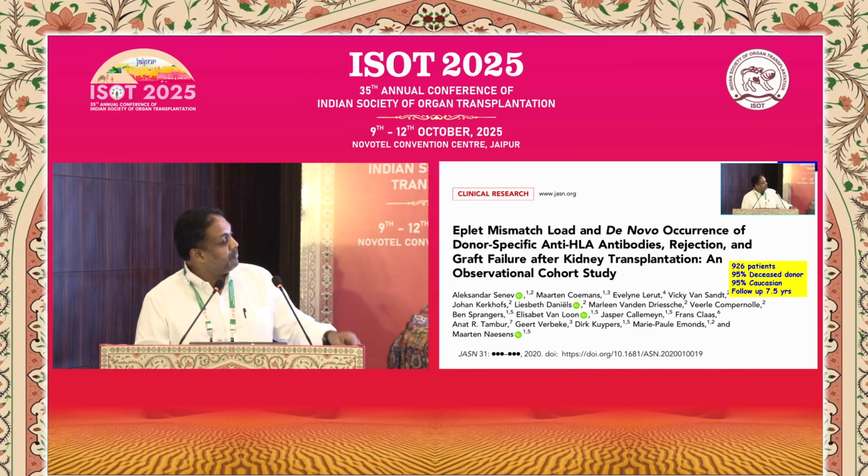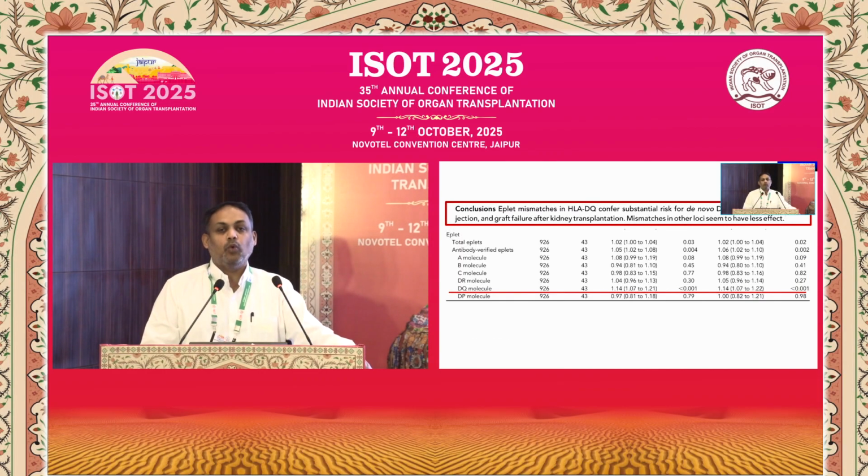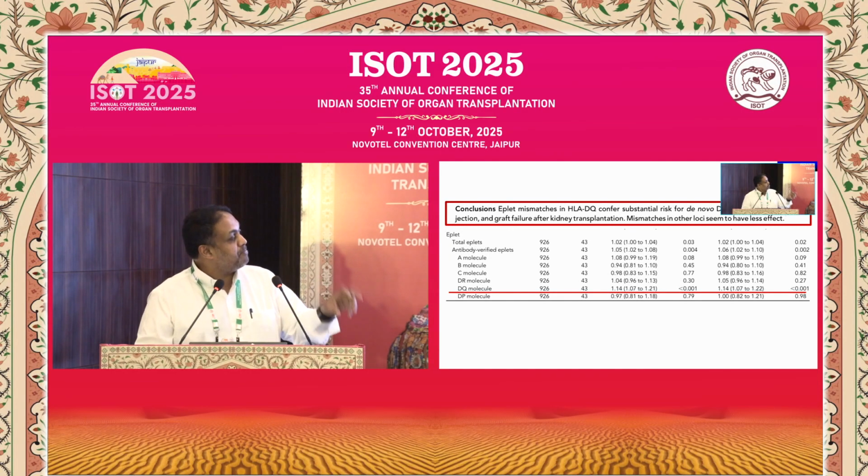So this is another paper from Belgium, from Nassen's group. Again, almost 1,000 patients, followed up for almost 8 years. Again, they found only the DQ Eplet mismatches having any impact on long-term graft outcome.